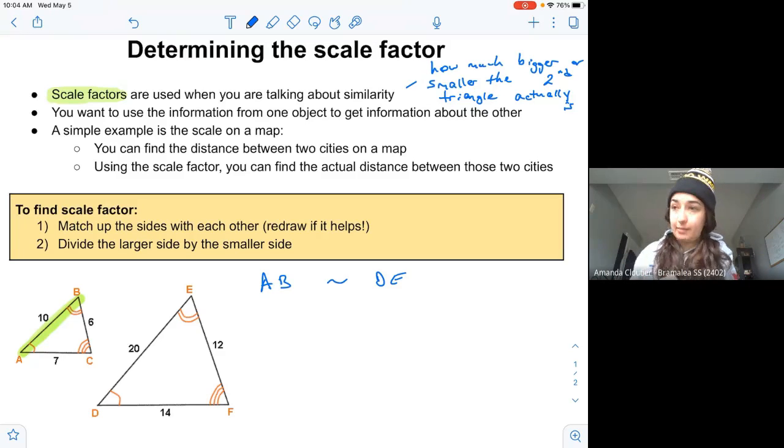Now, the second step here, so we can match up the sides with each other. Let's do that. Can somebody give me another pair that are going to be the same? I'm going to color code them. So we know that those two are similar. Can you give me another pair of sides that are going to be similar? Those are angles. Remember, we're looking for sides.